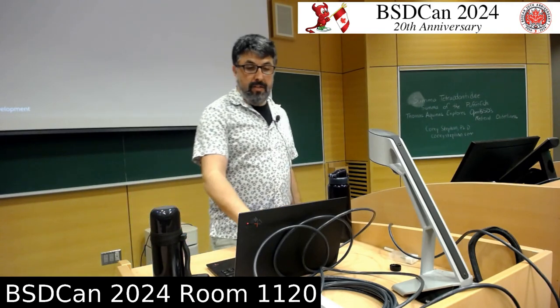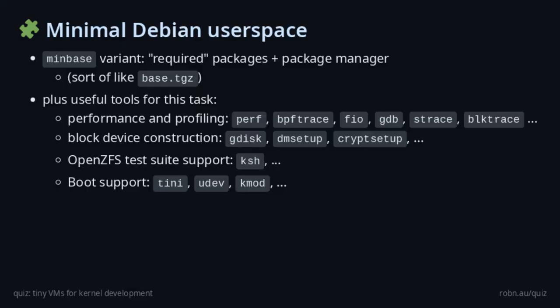There's a minimal Debian user space. It uses a variant called minbase, which is a little bit like base tgz. It's the absolute minimum required packages and the package manager. It's like 30 packages or something. And then I mix in a whole bunch of other tools that I want and need to do the work that I'm going to do in there.